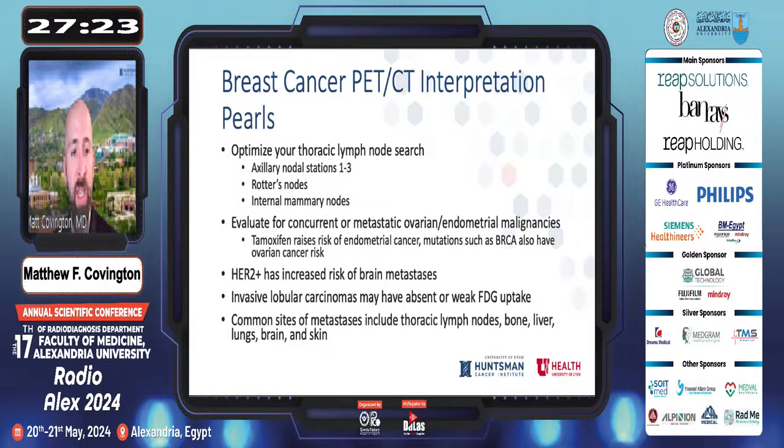And for all breast cancers, common sites of metastases include lymph nodes. Like I said, that's usually the first area of spread. And then bone, liver, lung, brains. And I've seen a lot of skin metastases in breast cancer as well. These metastases tend to be in the breast or the anterior chest wall of the skin, but they can be elsewhere. So if you're seeing focal patchy skin uptake, view that with some suspicion and ask your referring oncologist or surgeon to evaluate the skin directly.